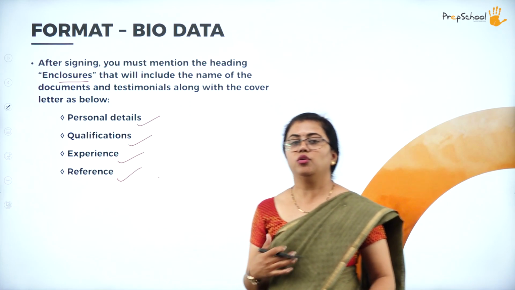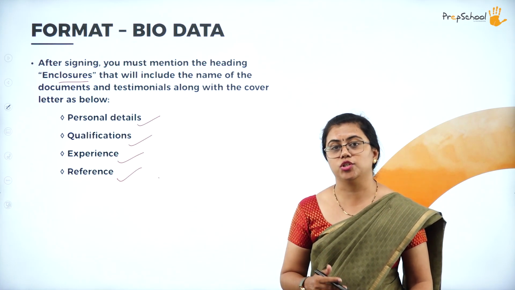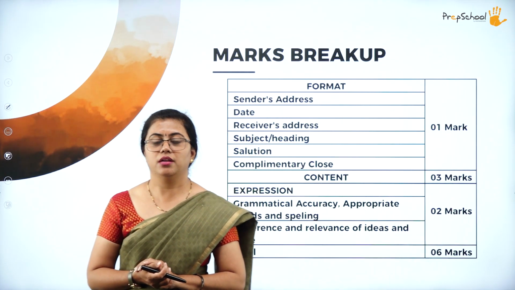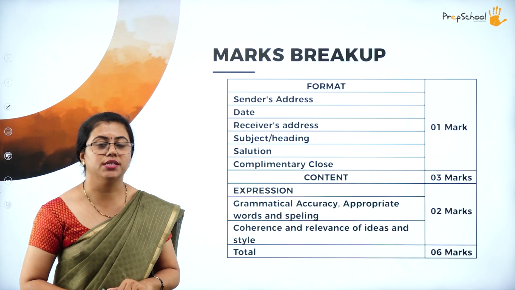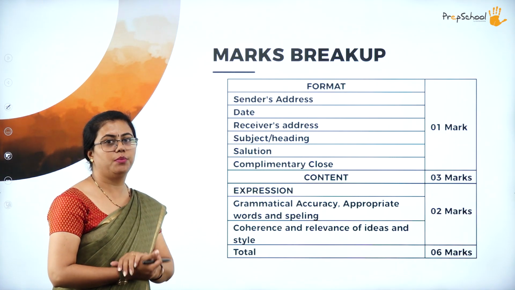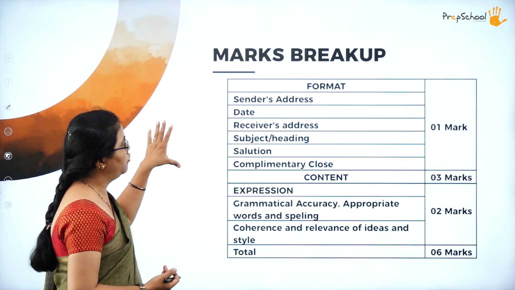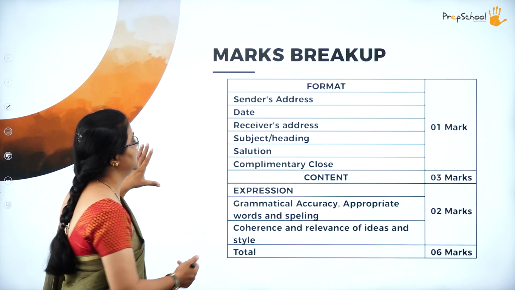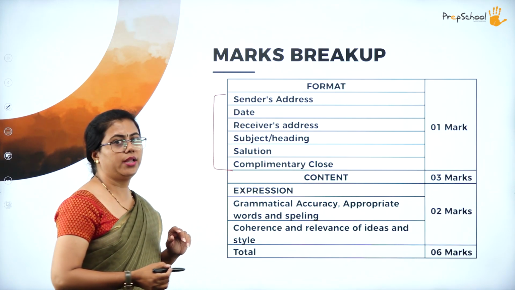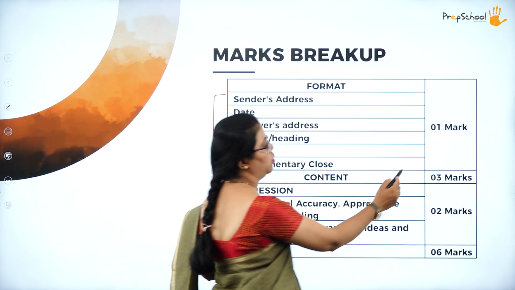Okay, so we need to understand a few tips and tricks which actually make our biodata as well as the job application better. First we need to understand what the marks breakup is for this. How many marks you are going to get for which part. To begin with, the format we are talking about, like the sender's address, date, receiver's address, all this comes under format only. For that you have 1 mark.